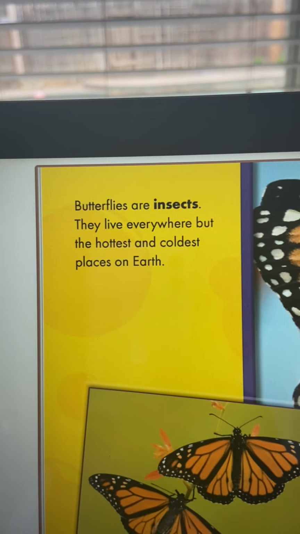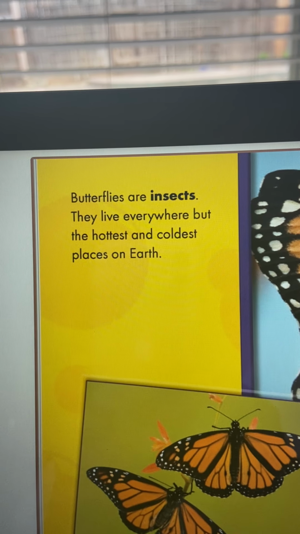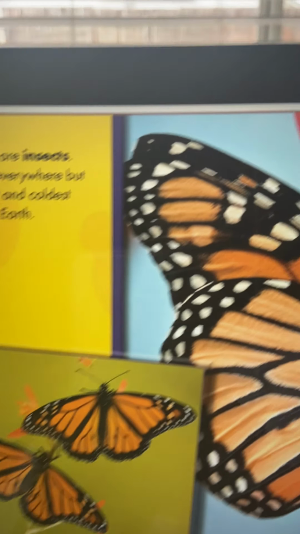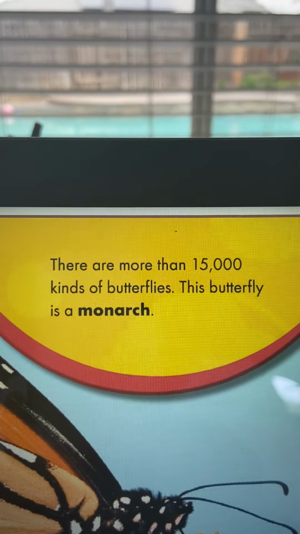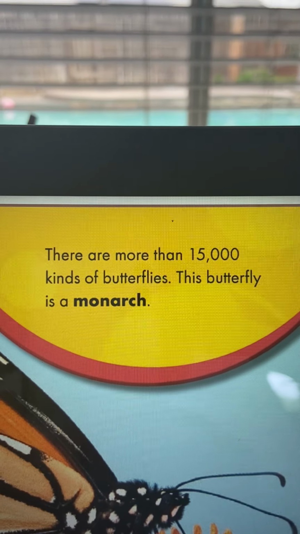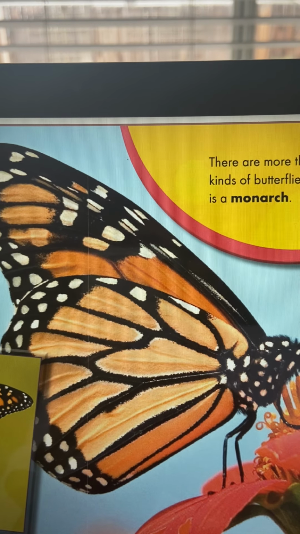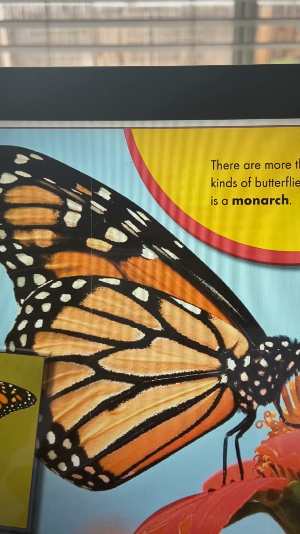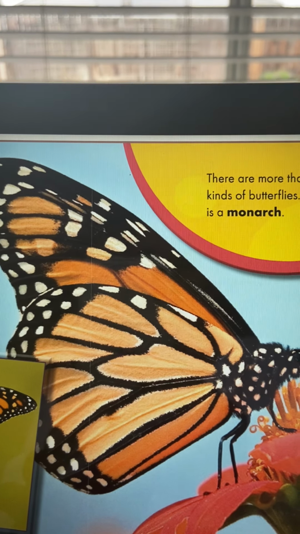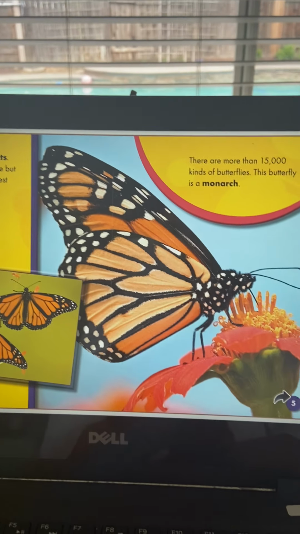Butterflies are insects. They live everywhere, but the hottest and coldest places on Earth. There's a butterfly. So pretty. There are more than 15,000 kinds of butterflies. This butterfly is a monarch. The monarch butterflies, guys, are pretty distinct. They have that beautiful bright orange color and the black that's surrounding it. Okay? And there's a reason why their colors are like that. Hopefully this book will explain it. If not, I can tell you guys why. Okay? Next page.